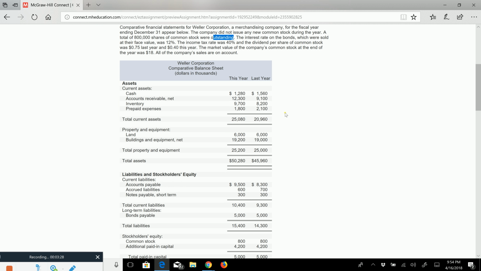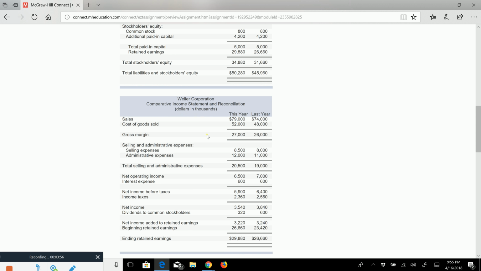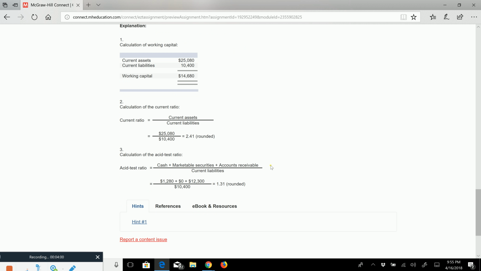So hopefully these are terms and statements that you remember from your financial accounting class. The interest rate on the bonds are 12%. The income tax rate is 40%. Dividends per share is 75 cents last year, 40 cents per share this year. The market value of the stock is $18. And so that's some additional information in addition to the balance sheet and the income statement. We need to figure out some following ratios.